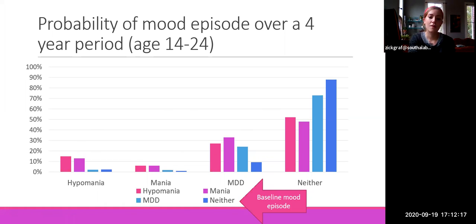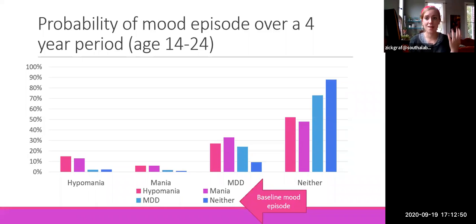The other thing to notice is that people who had a depressive episode at baseline were more likely to have another depressive episode than people who had no mood episode at baseline. So about 22% of them went on to have a depressive episode. Their likelihood of having a depressive episode, even though the numbers are lower, actually isn't significantly different than the likelihood for people who had a manic or hypomanic episode. But the important thing is that people who had a baseline depressive episode didn't have any higher risk of mania or hypomania than people who had neither.